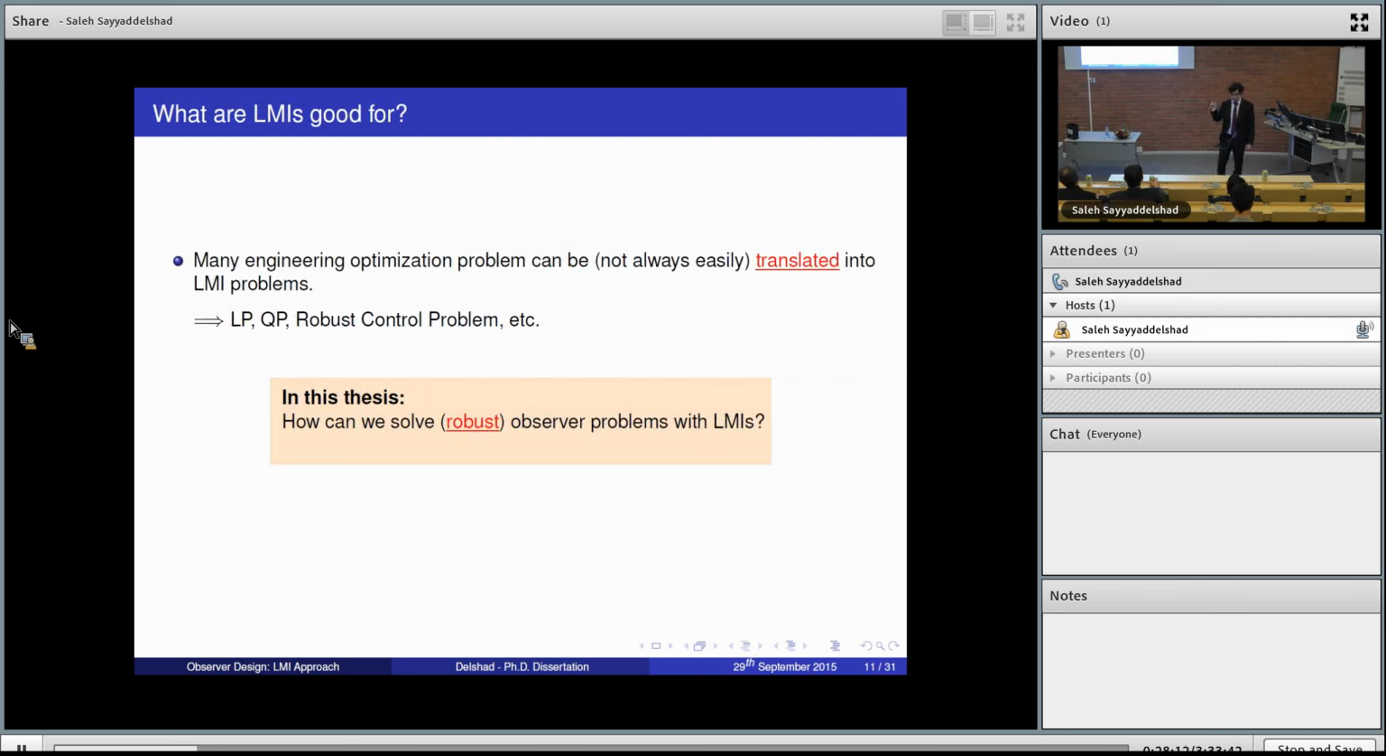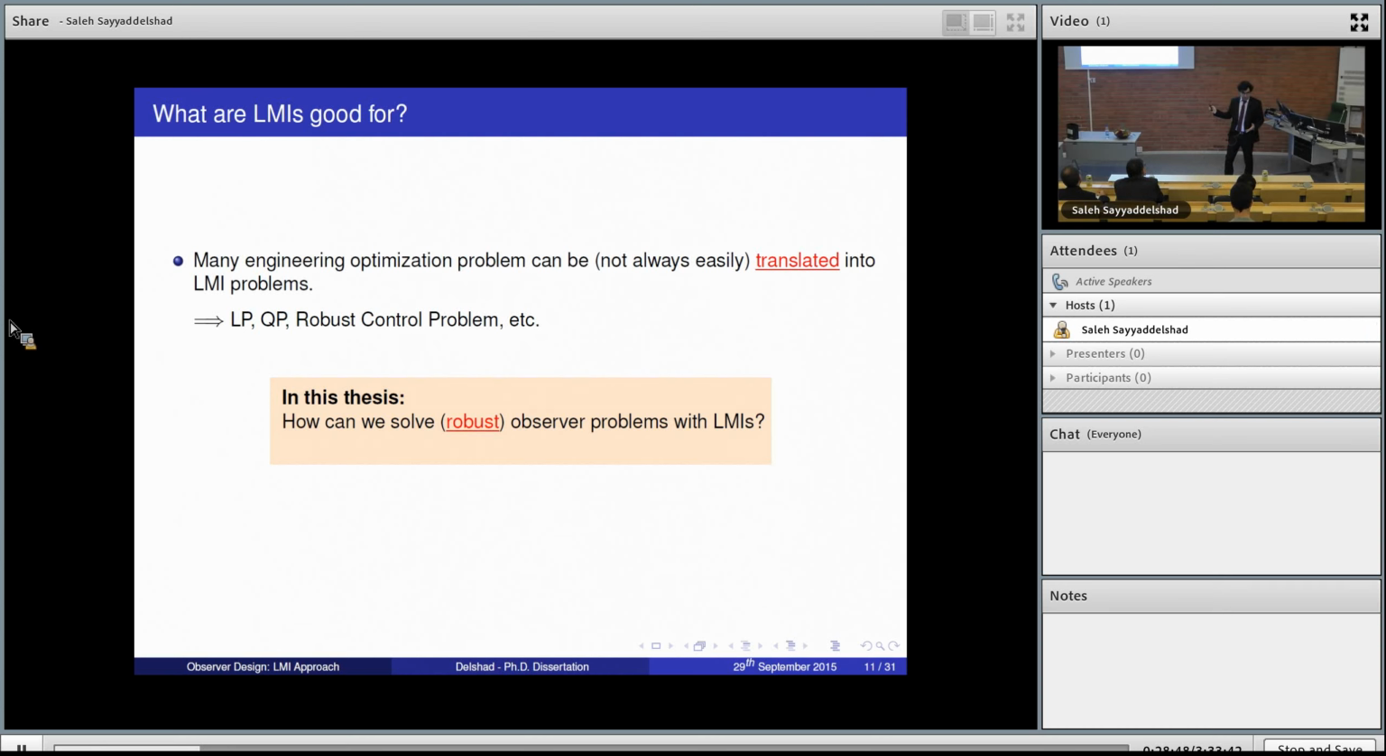numerical techniques. But what are LMIs used for? Many engineering optimization problems can be, and I should stress, not always and not easily, translated into LMI problems. It can be linear programming, quadratic programming, or a robust control problem. In this thesis, I'm focusing on robust observer design and how we can translate this problem to LMI.